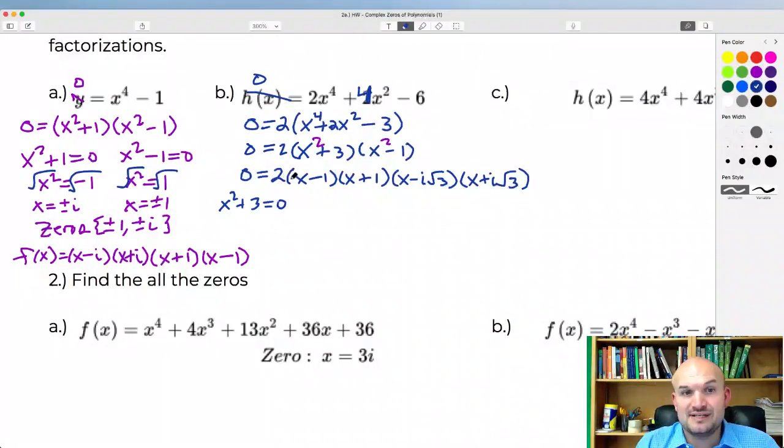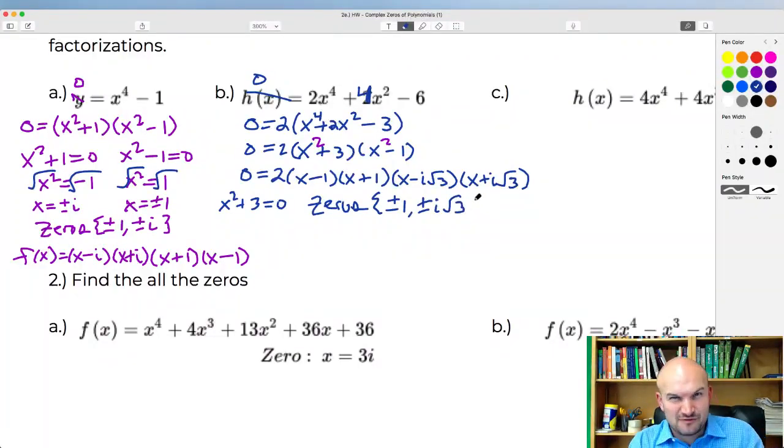Then obviously now, you could go from the zeros, or we can just write the zeros here as plus or minus 1, and plus or minus i square root of 3. And you could write this i after the square root of 3, but we don't want it to be confused under this radicand.